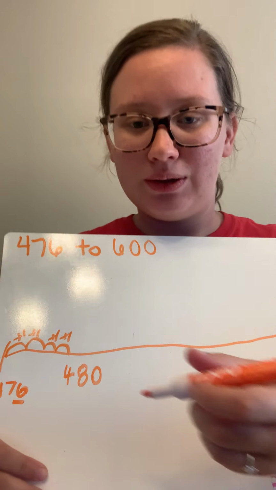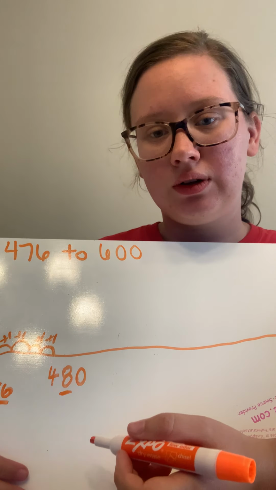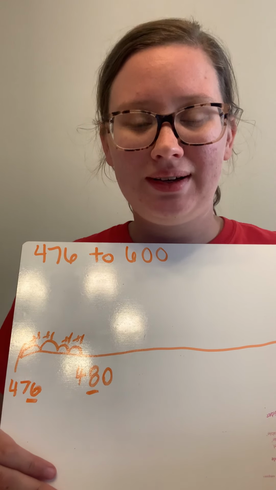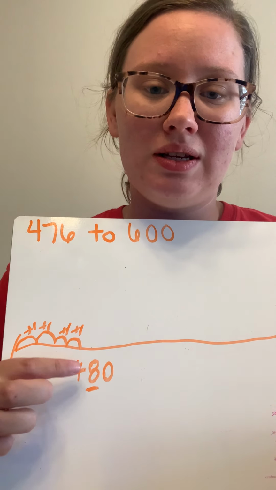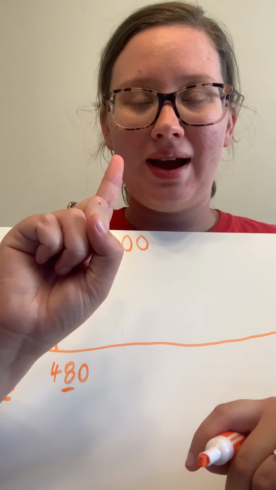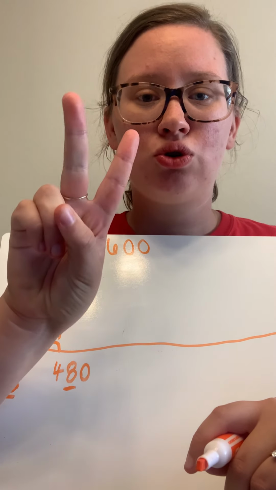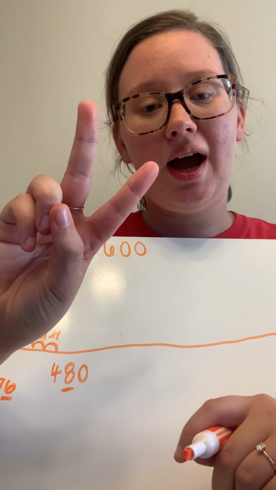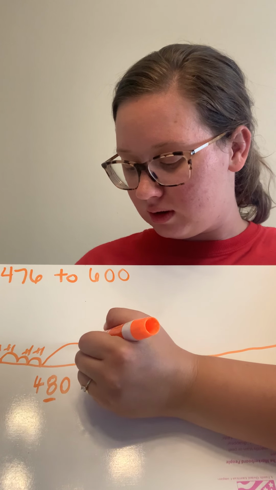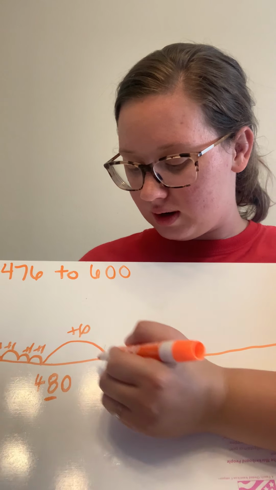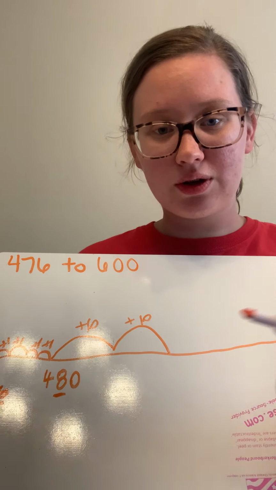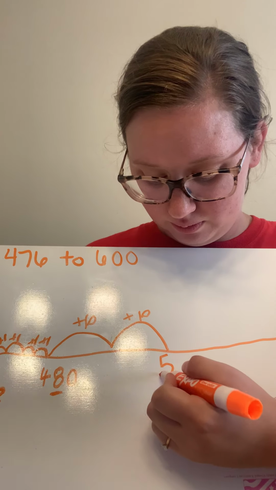The next thing I want to do is get my tens to the next 100. So how much do I need to add in my tens place to get this to 500? 480, 490, 500. So I have to add 20 more. So I like to make 2 hops for my tens. Plus 10 and plus 10, which is going to bring me up to 500.